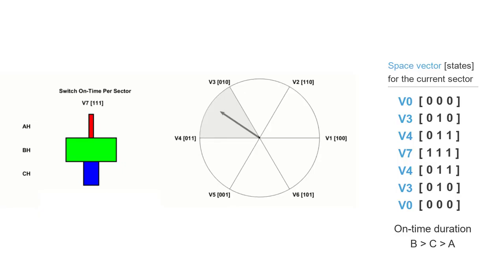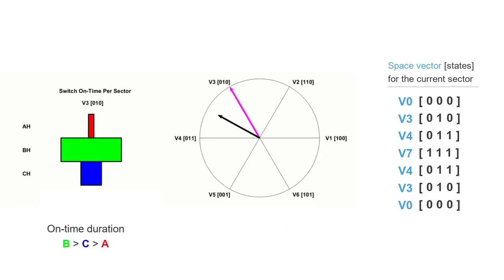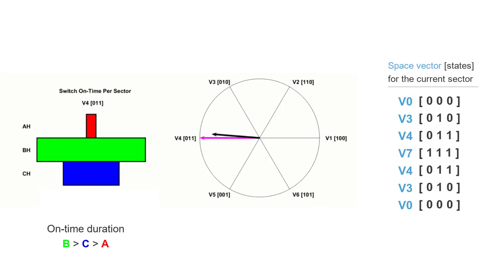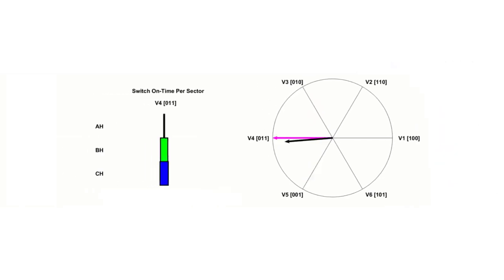V7. If we now play the animation, we'll be able to confirm that the most time is spent in BH or B high, followed by CH, and then finally AH, where we spent the least amount of time, and only due to the null vector V7. For the rest of the sectors, you can do a similar exercise as we've done here to estimate the accumulated switch-on times of the different phases. Let's go back to our previous animation.